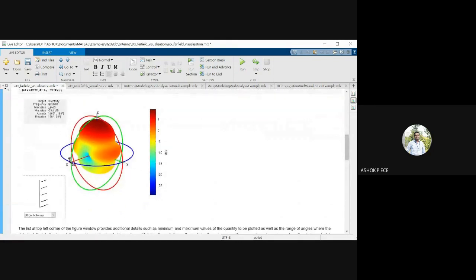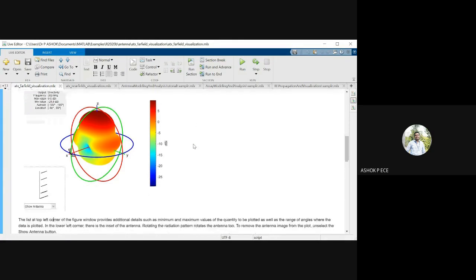And the frequency you see is 300 megahertz. The maximum value of the radiation pattern is 9.6 dBi, and the minimum value is minus 29.4 dBi. So dBi indicates dB isotropic. Isotropic antenna is a standard reference antenna. So all the measurements we make are with respect to the isotropic antenna. So when you do the conversion, you call it dBi.